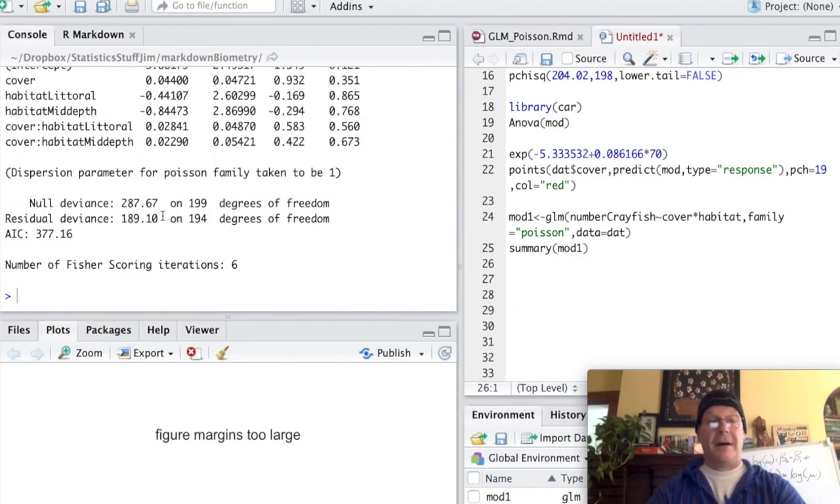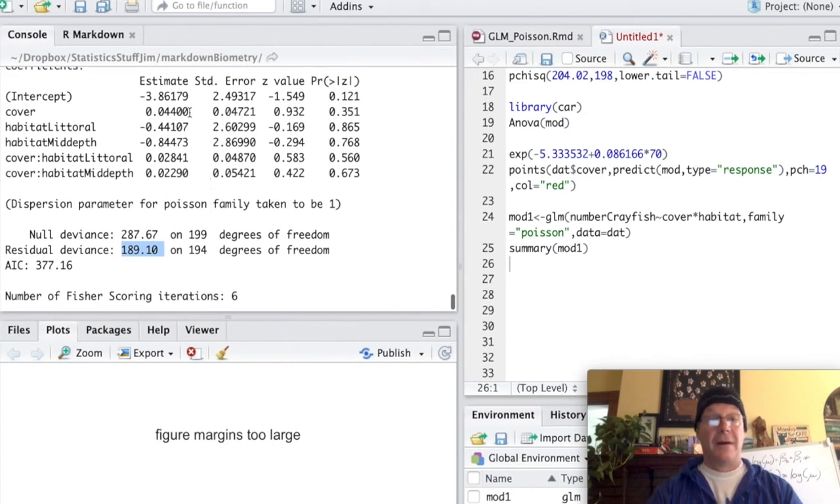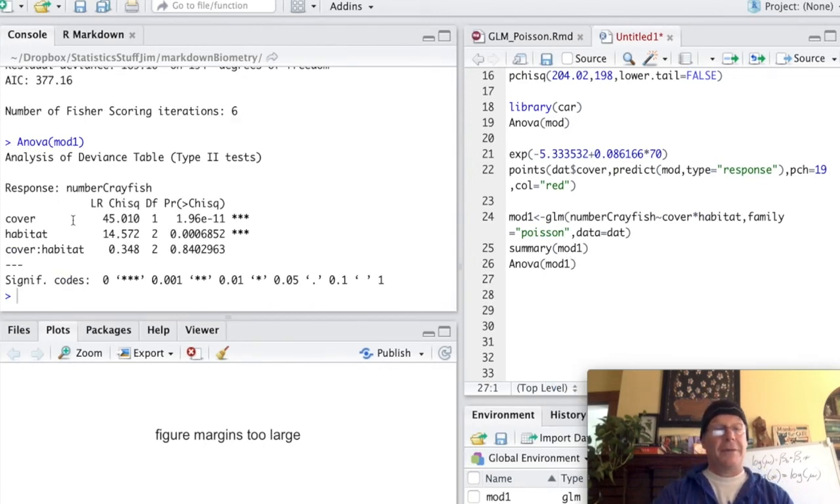Okay. I won't even bother testing for the deviance in this case, because it's less than the degrees of freedom, which means I already know what the answer is going to be, which is that our model is doing a very nice job. We have our parameter estimates up here, and let's do an ANOVA on mod 1. And we see that cover is important and worth keeping in the model, as is habitat. Cover by habitat, the interaction term, is not significant.